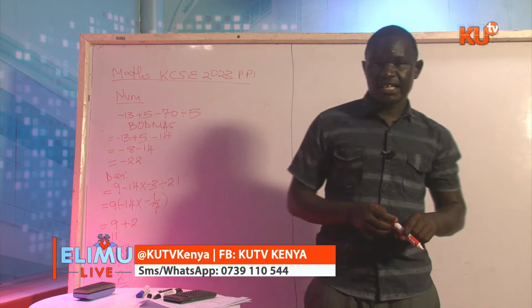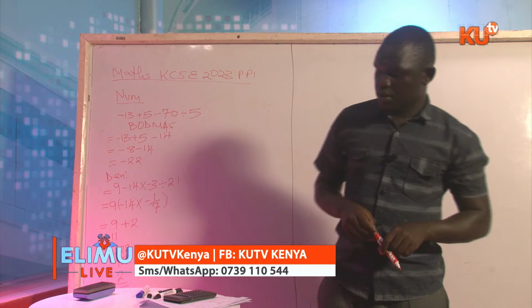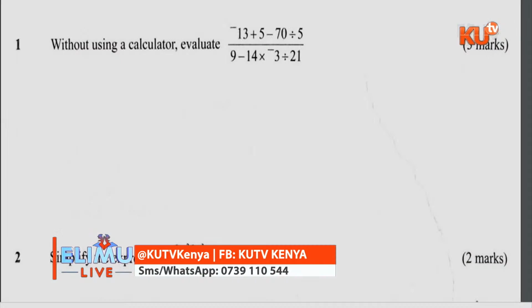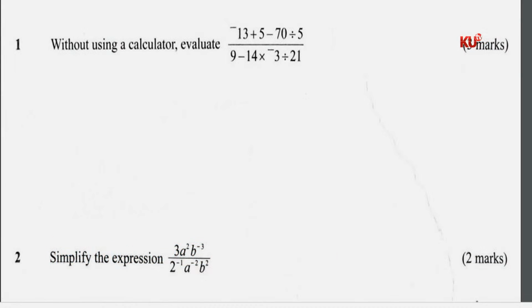Now, let's check on question number 2. That says, simplify the expression (3a squared b to the power negative 3) over (2 to the power negative 1, a to the power negative 2, b squared).